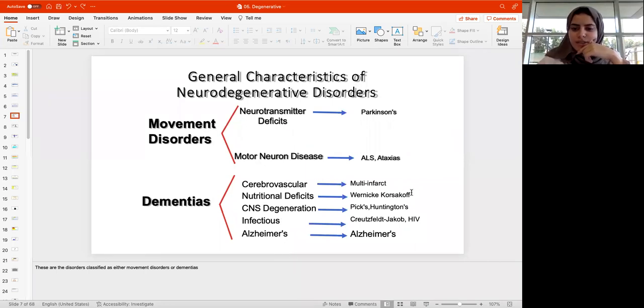Actually, he doesn't discuss Wernicke here, but CNS degeneration like Pick's and Huntington's, cerebrovascular multi-infarct, we need to remember that one. Creutzfeldt-Jakob, okay, and Alzheimer's. These are the ones that we'll talk about. But just know, generally, which of these disorders are classified as dementias and which of them are classified as movement disorders.